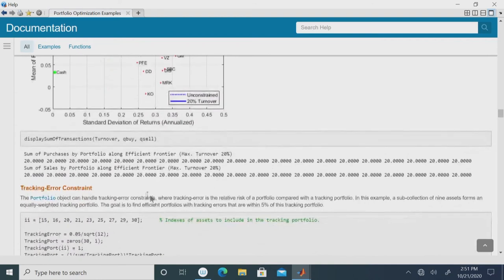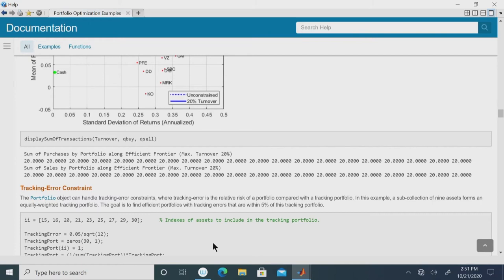Okay, so now let us talk about a tracking error constraint. Again we go back to the portfolio object that is inbuilt into MATLAB, and we can handle tracking error constraints, where tracking error is the relative risk of a portfolio compared to the tracking portfolio. So, here we have a portfolio that is being actively managed, and in order to track the errors, we introduce a tracking portfolio.